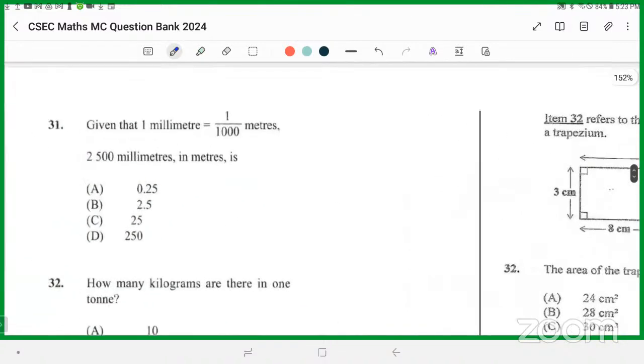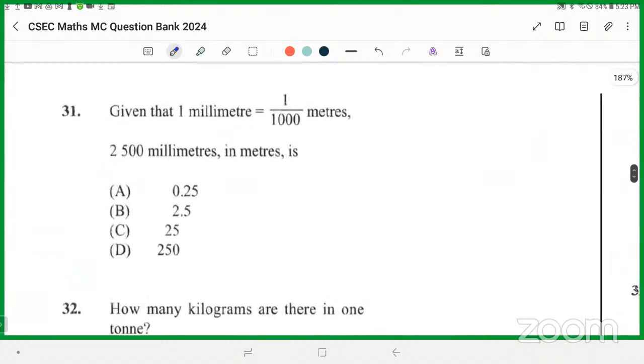So this one here on the screen, number 31, this is telling us that 1 millimeter is 1 over 1,000 meters. Or we can say 1 meter is 1,000 millimeters. Same thing. We could also say 1 meter is equivalent to 1,000 millimeters, which is something that we should know.